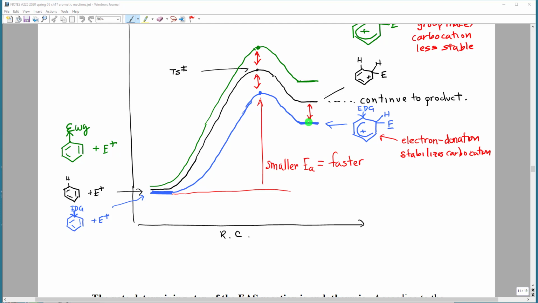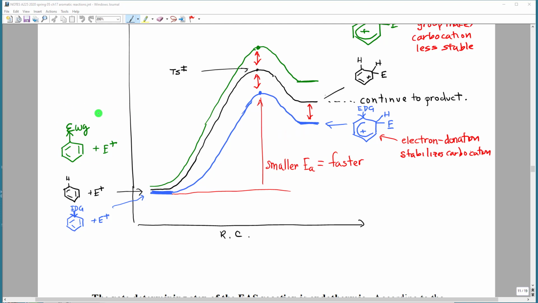We would therefore expect about a similar difference in energy between the transition state of the black energy profile and the transition state of the blue energy profile. Why? Because this transition state looks like this intermediate product. The blue transition state looks like the blue intermediate product. So if these two intermediate products are separated, the two transition states should be separated. The result would be that the blue energy profile would have a lower energy transition state, which means it would have a smaller activation energy. We would have a faster reaction.